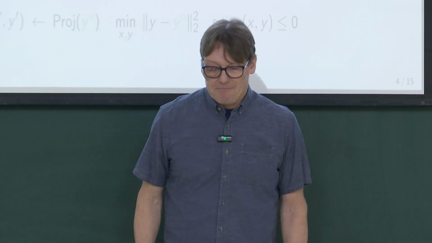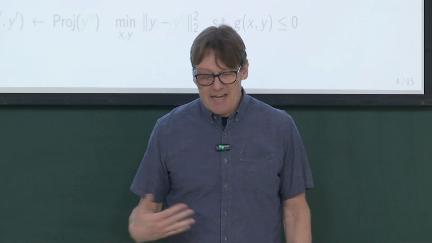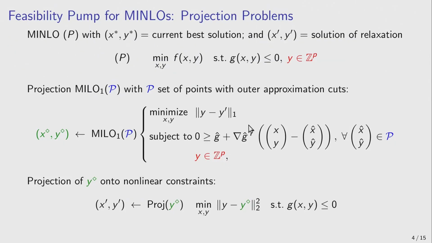Just as a lead-in, why am I not using the 2 norm here? Does anybody have any ideas why I'm not using the 2 norm? You want to solve a linear problem. I want to solve a linear problem. If I use the 2 norm here, it would be a nonlinear problem because I would have a square root here. The 1 norm I can always rewrite as a linear set of constraints. And so that's why I want the 1 norm here.